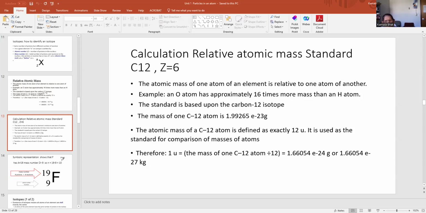Therefore, 1 unit is the mass of one carbon atom divided by 12, which gives you 1.66054 times 10 to the power negative 24. That's how the math is calculated. But you still have to remember the one atomic mass unit depends upon the standard that is used. And the standard used is carbon 12, which has exactly 12 units of mass and 6 protons. Now, if you change the standard, then naturally the atomic mass and the relative masses will change.